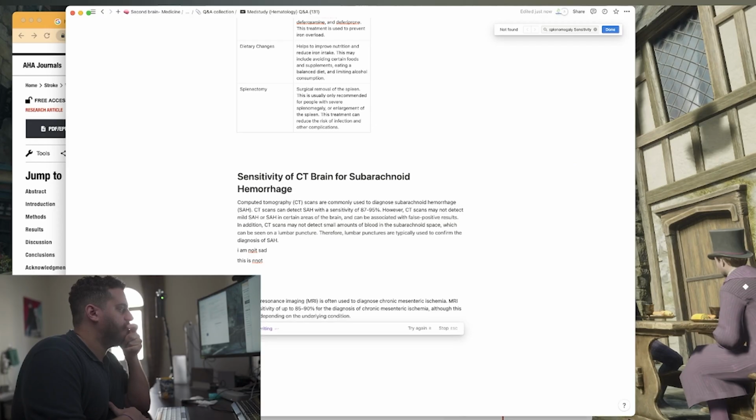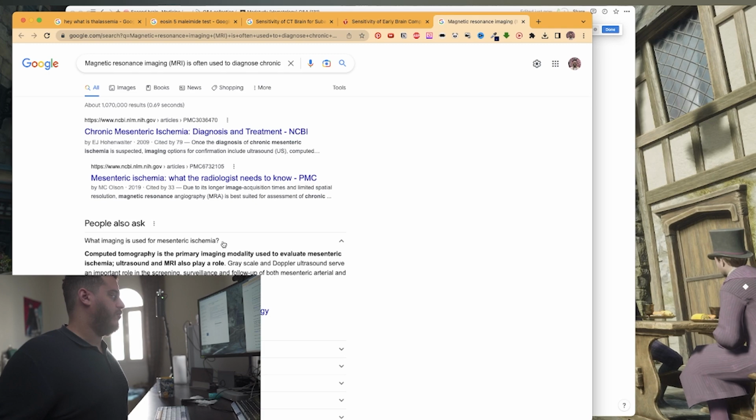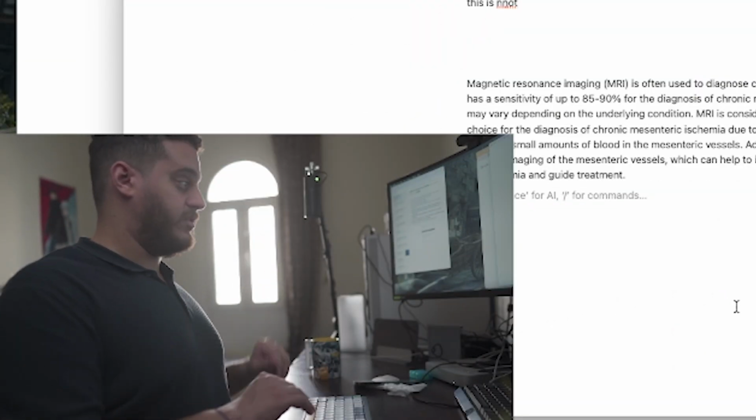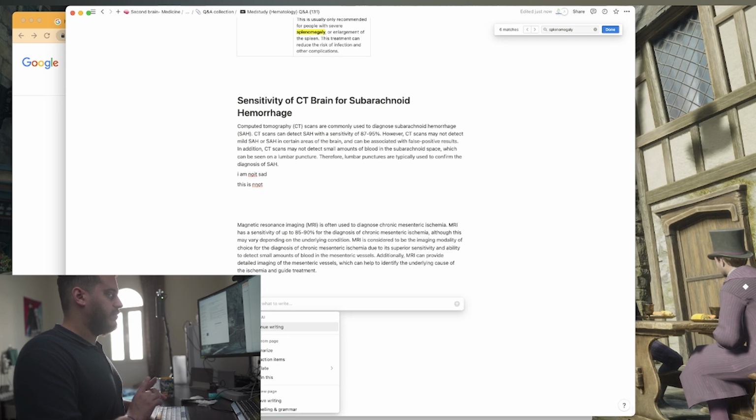You usually diagnose with MRI. Chronic, okay, but what is the time? Again, this is another thing that needs to be handled. Okay, may play a role. Another problem with Notion, I think there's something missing. Superior sensitivity and ability to detect small amounts, to provide detailed imaging. Okay, actually, sometimes it is the gold standard.